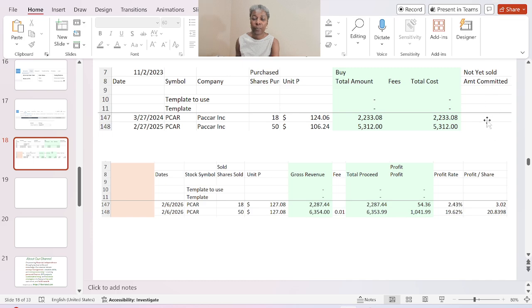And I like to have a commitment area here where I will write down the total cost until I sold it, and when I sold it, I will erase this section, and then I can calculate. Once I calculate the profit, I can calculate the profit rate, which is pretty much taking the profit divided by how much it cost me, the total cost.